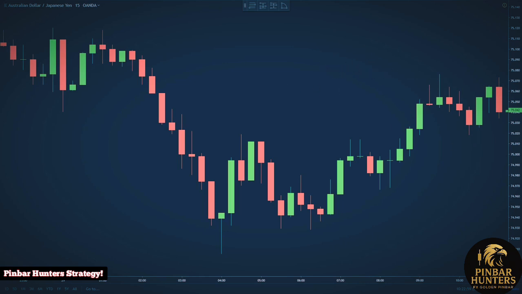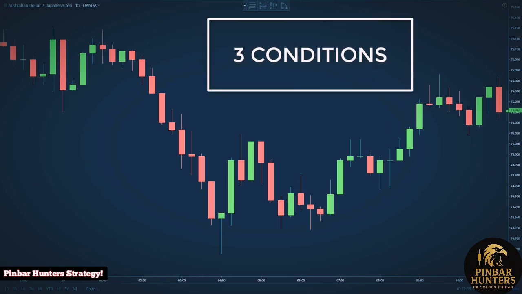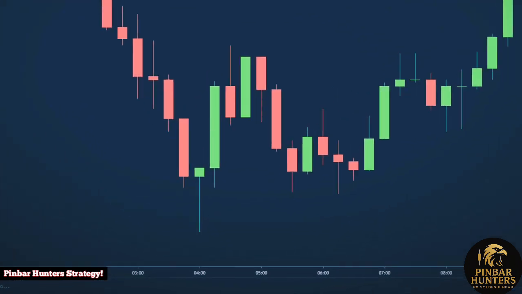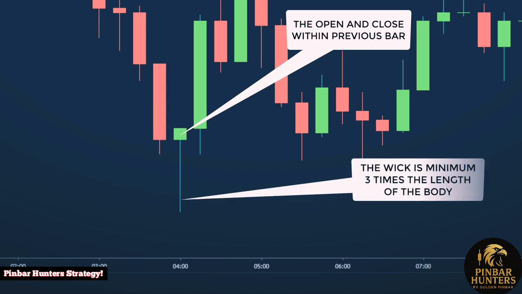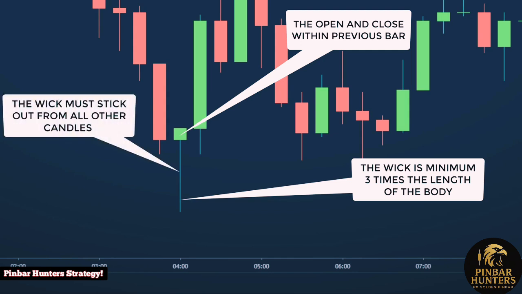I consider a valid pin bar a candle that meets three conditions: the open and close within the previous bar, the wick is minimum 3 times the length of the body, and the wick must stick out from all other candles and must be very obvious.